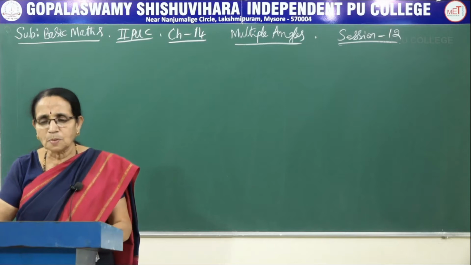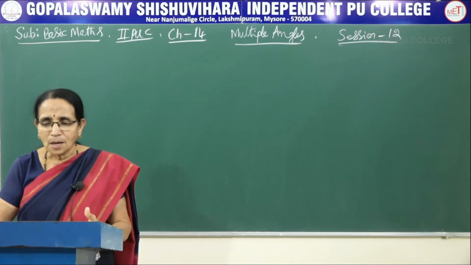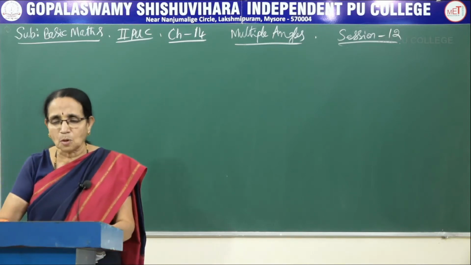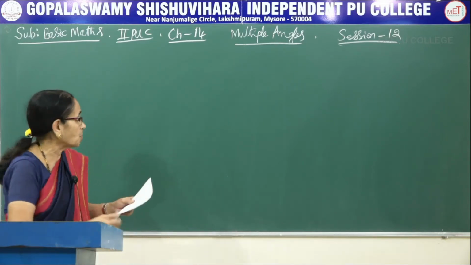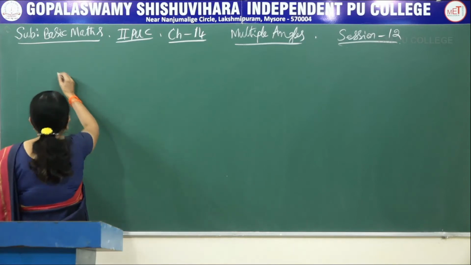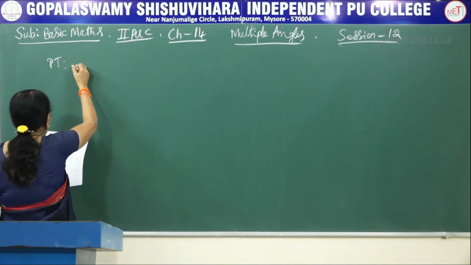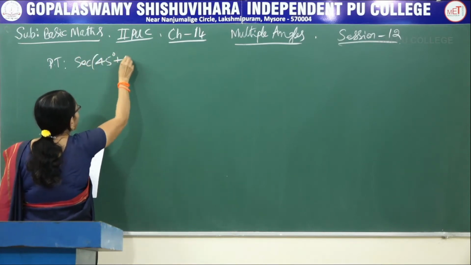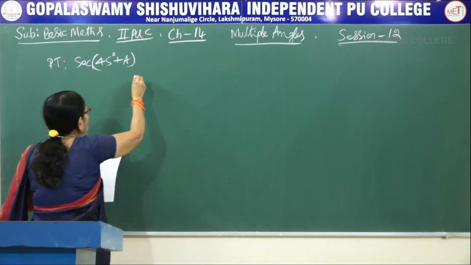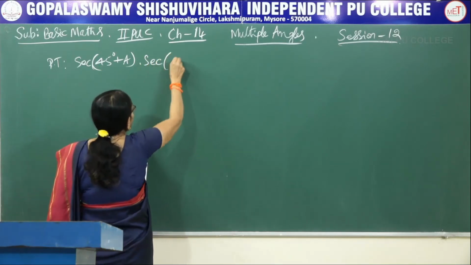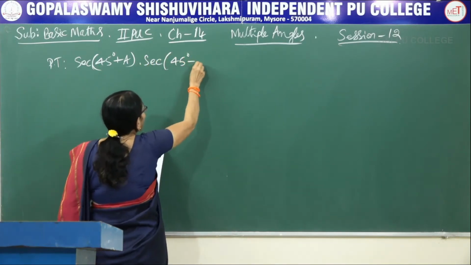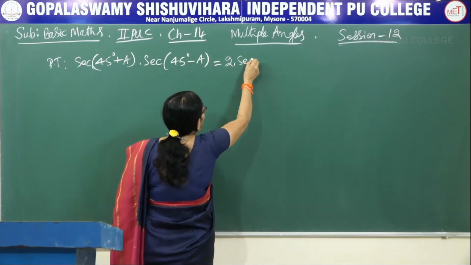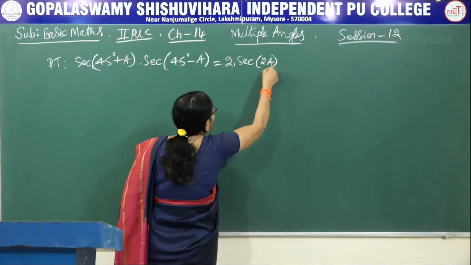Now these problems which I am going to work out today, you can expect them for a 5-mark question, because they are a little bit lengthy problems. Now let me take down the first problem. Prove that secant of 45 plus a into secant of 45 minus a is equal to 2 times secant of 2a.